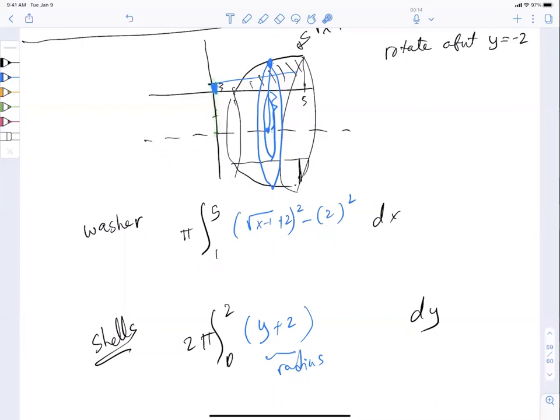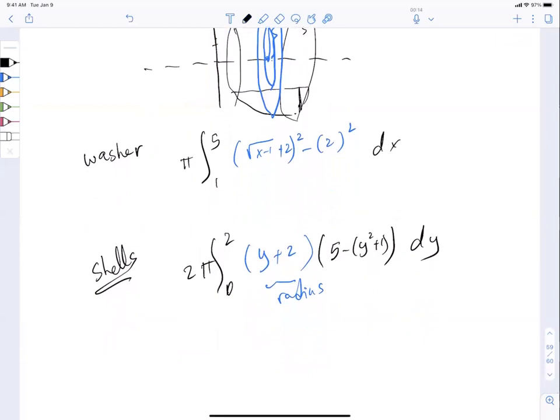Radius is a distance from the axis of rotation. And then the height is going to be the same height we discussed, 5 minus the value of the function. So 5 minus (y squared plus 1). That would be the shell method for this.